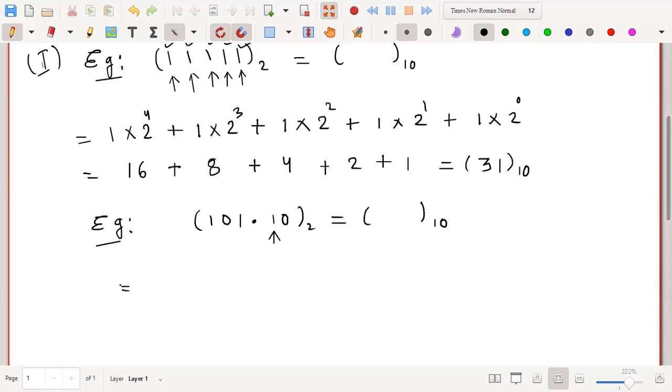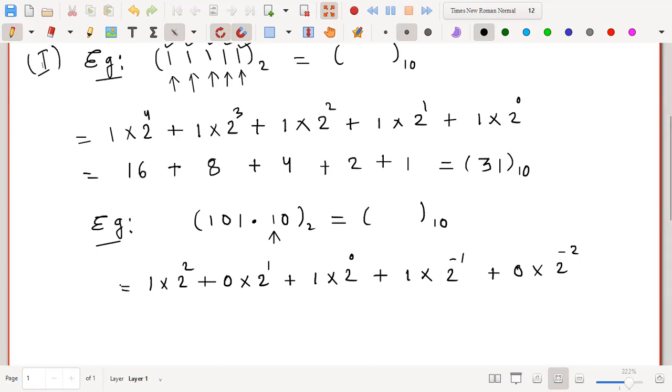So first is this 1. So I will just write this as 2 to the power 0, 1, and 2. So 1 into 2 to the power 2, plus the next digit is 0, 0 into 2 to the power 1, plus you have 1 into 2 to the power 0, plus. Now after the radix point you have the first one is 1, so this would be 1 into 2 to the power minus 1, plus then you have 0 into 2 to the power minus 2.